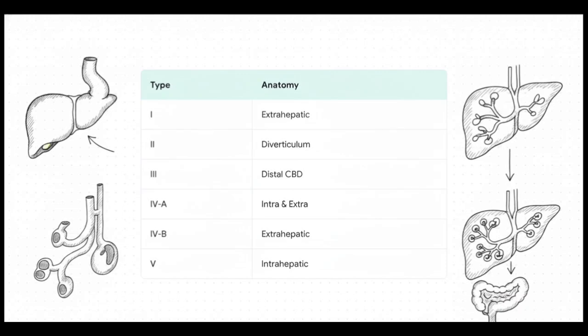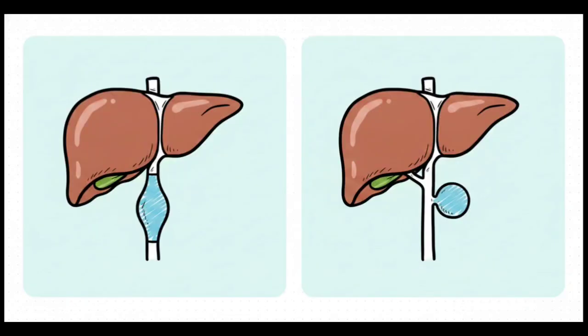So, type 1 is extrahepatic. Type 2 is a diverticulum. Type 3 dips right into the duodenum. Type 4 involves multiple cysts, and type 5 is strictly intrahepatic. Let's break these down one by one. Let's build that anatomical foundation.